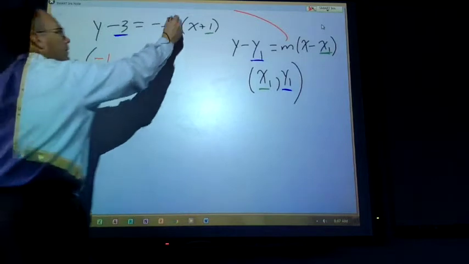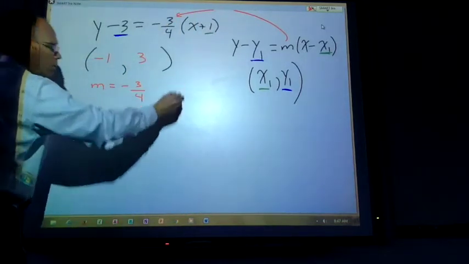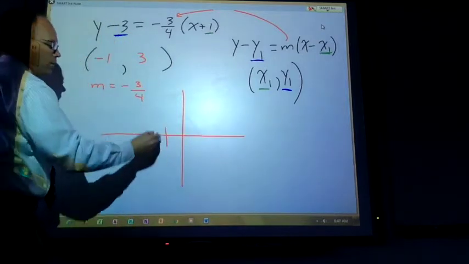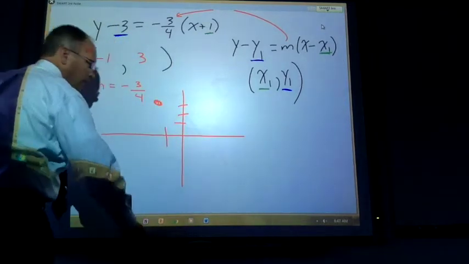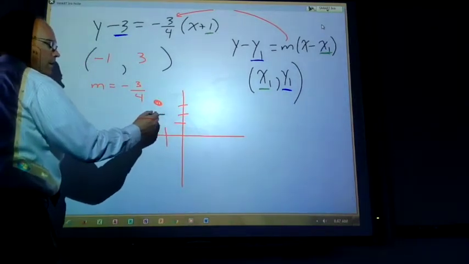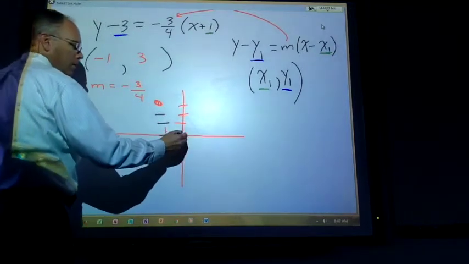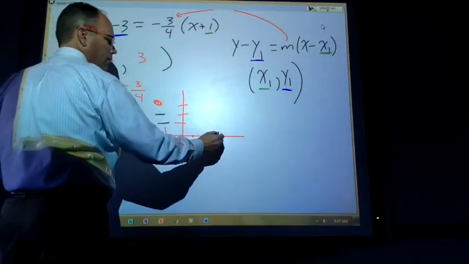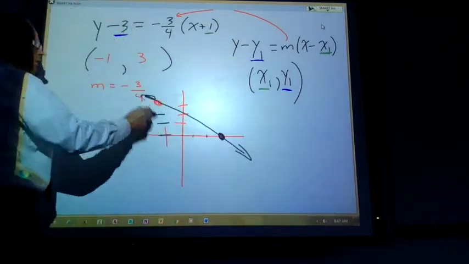3. There you go. -1.3. So from that point, what am I doing? Down 1, 2, 3, and right 1, 2, 3, 4. Hey, that one just happened to fall on the x-axis. That'll work.